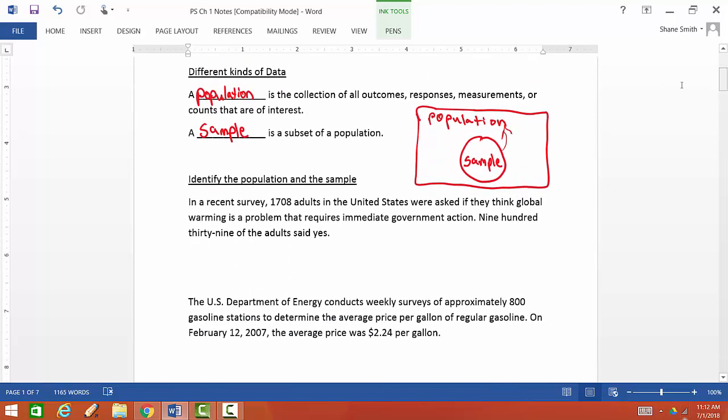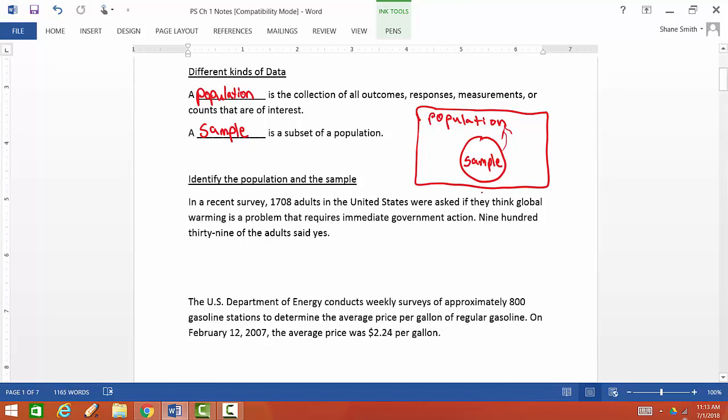So what I want you to do is read the next couple examples and try to figure out what the population is and what the sample is on your own. So maybe pause the video here and try to do that. Okay, so you probably paused the video, hopefully, and tried to figure out what the population and the sample is.